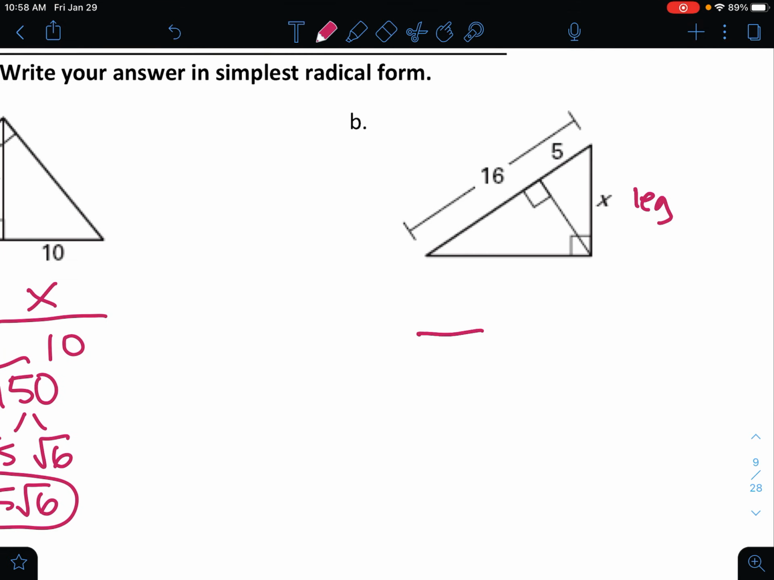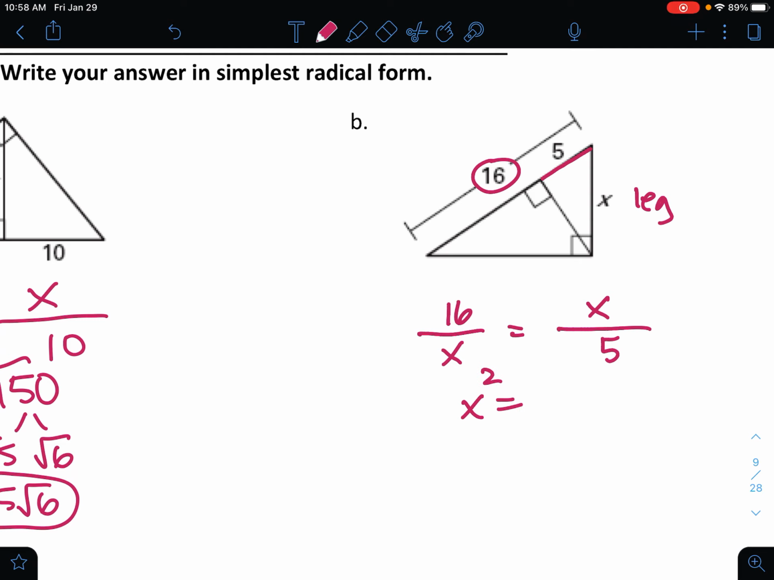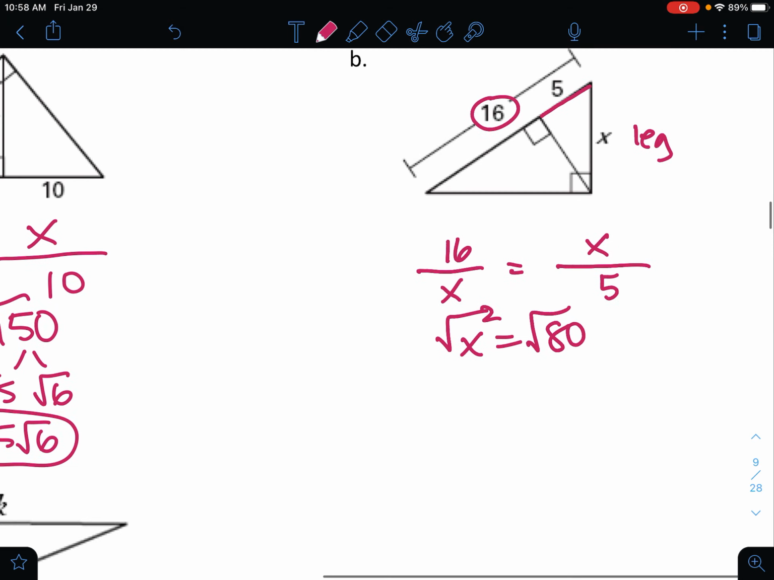Okay, letter B. I see a leg, so I'm going to do the geometric mean of the leg setup. The leg goes in the top or bottom. I want the whole hypotenuse, which is what I'm given, and then the 5 is what I need, the section touching the leg. So I'm going to have x squared equals 80, square root.